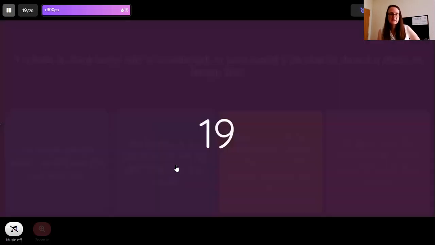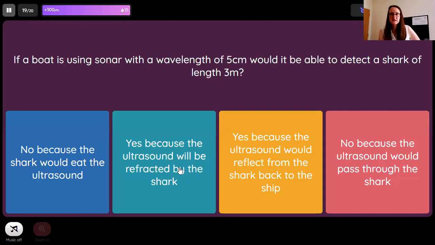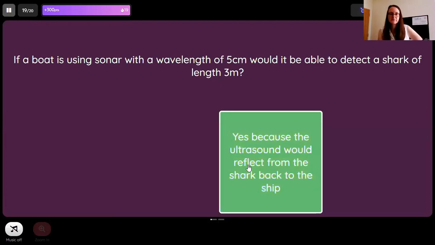If a boat is using sonar with a wavelength of 5 centimetres, would it be able to detect a shark of length 3 metres? Yes, it would, because the ultrasound would be reflected from the shark back to the ship.